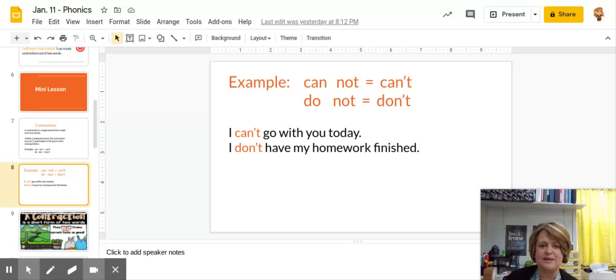On my example, cannot, can't, and do not, don't, I've also included those in a sentence so you can see what they look like. It says, I can't go with you today. I don't have my homework finished. So that's how you would see it in your reading if there was a contraction there.